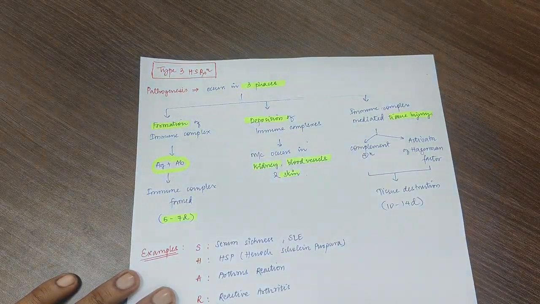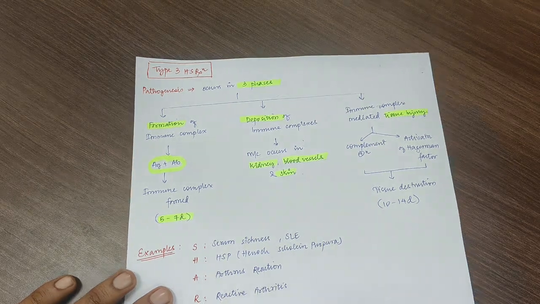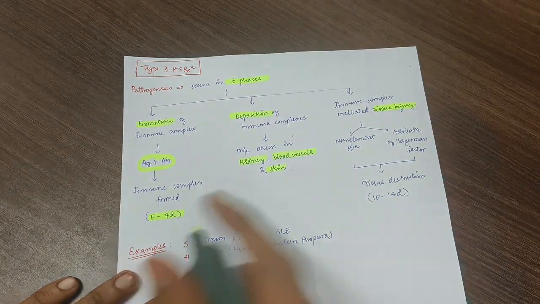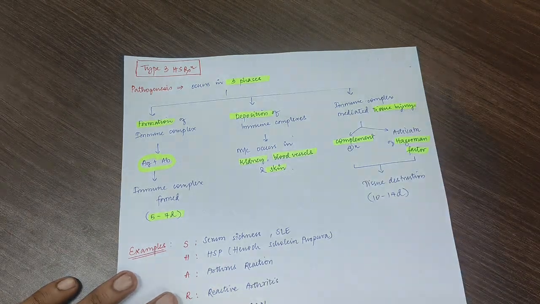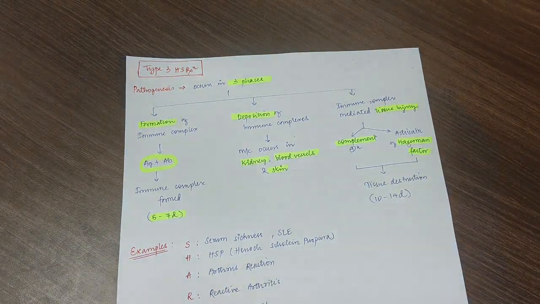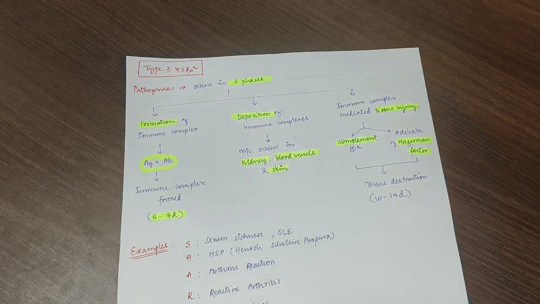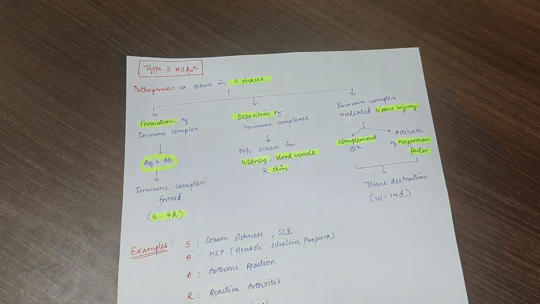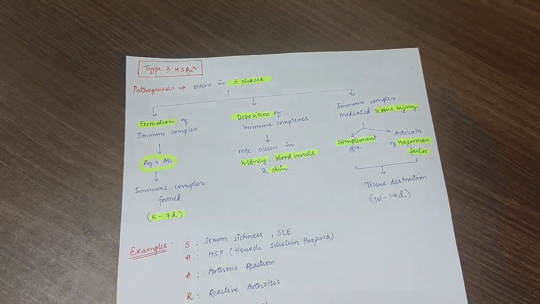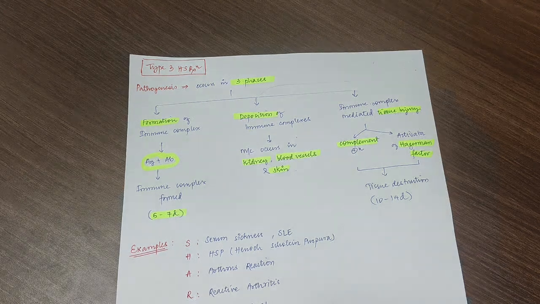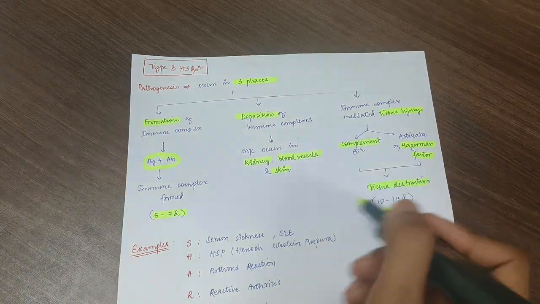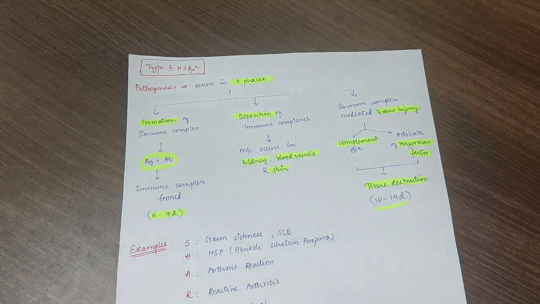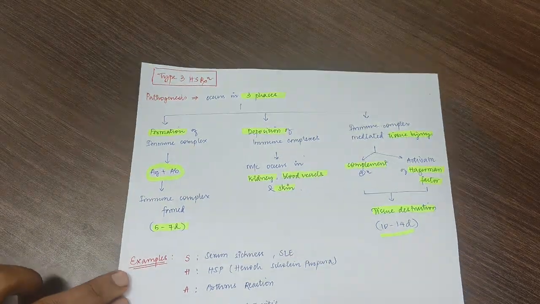Okay, that is where the deposition is seen. Next is tissue injury. Tissue injury is most commonly because of complement activation and Hageman factor activation. These are the two things we are going to see. Next, tissue destruction. Because of this complement activation and Hageman factor activation, you are going to see the tissue destruction, and that will take 10 to 14 days. So the mnemonic here is SHARP.